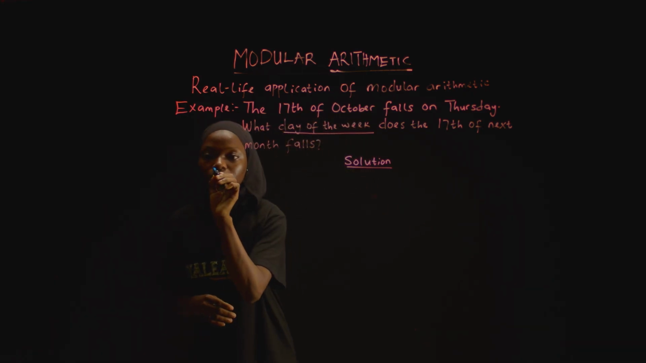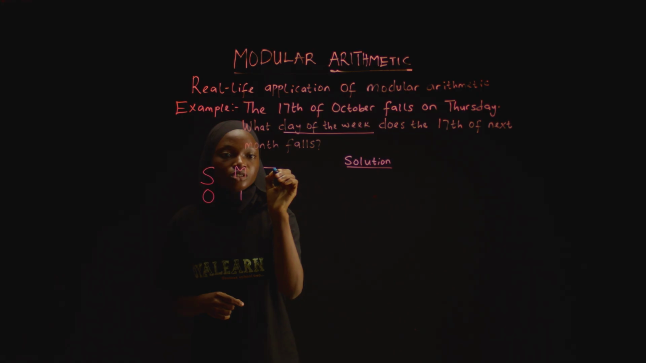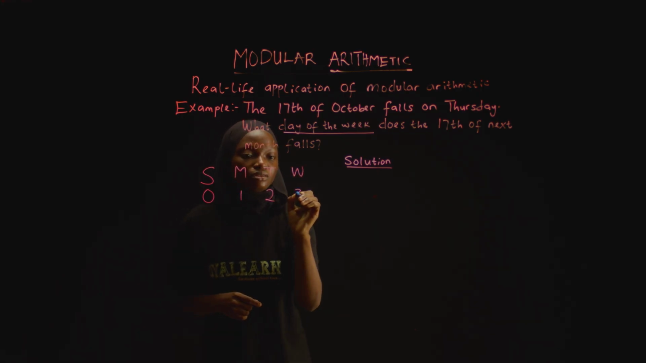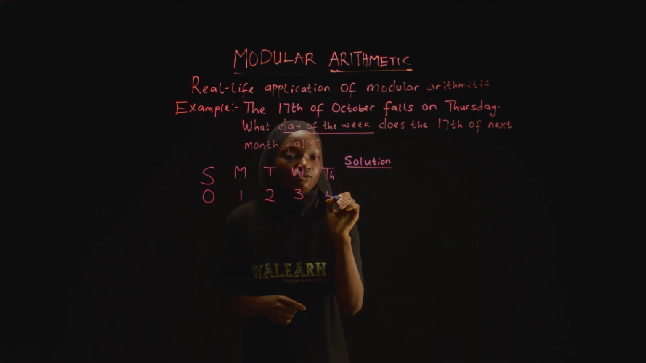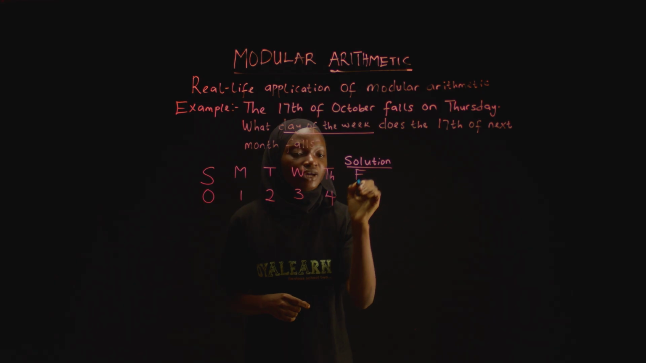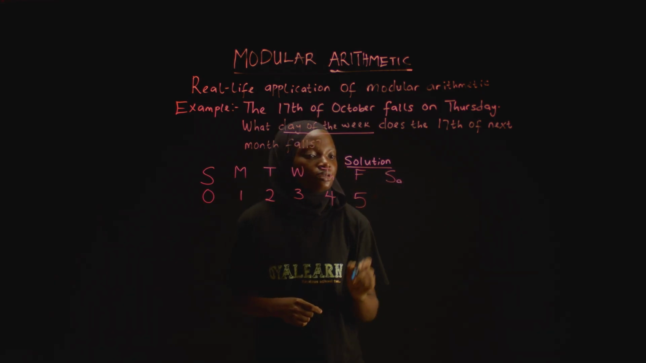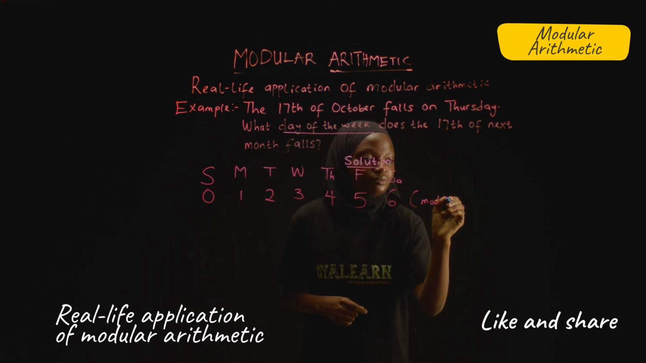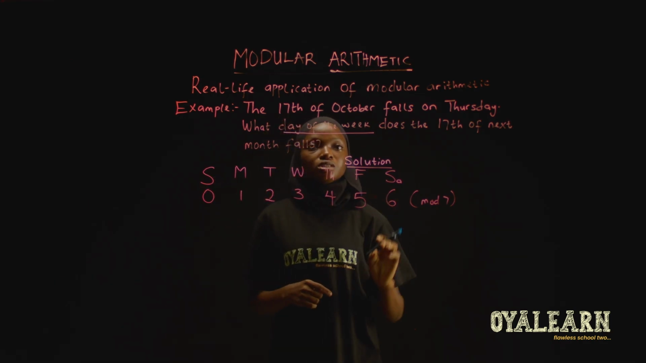So we start with Sunday. We give it 0, Monday 1, Tuesday 2, Wednesday 3, Thursday 4, Friday 5, Saturday 6. So that is in mod 7. And these are the numbers used in mod 7, 0 to 6.